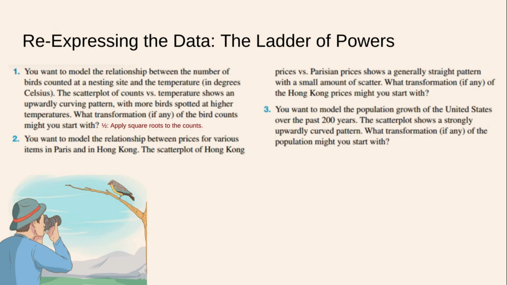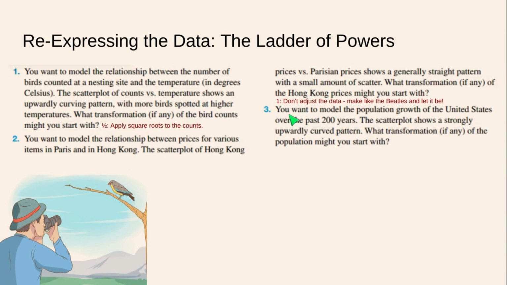All right? So you want to model the relationship between prices for various items in Paris and Hong Kong. The scatter plot of Hong Kong prices versus Parisian prices shows a generally straight pattern with a small amount of scatter. What transformation, if any, for the Hong Kong prices might you start with? So there's no reason to transform this data, all right? Make like the Beatles and let it be.